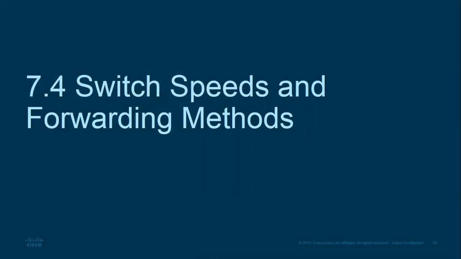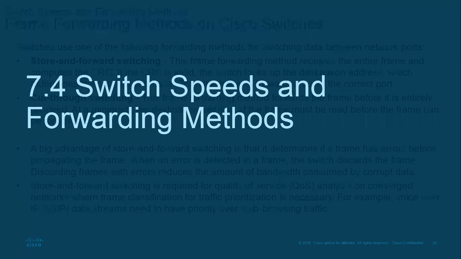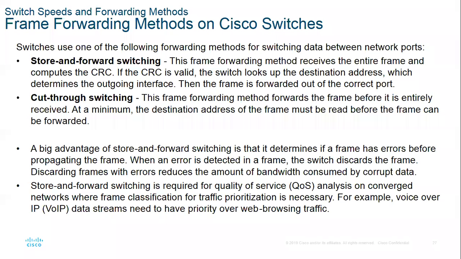The last section in this module, we will talk about the speeds of a switch and the forwarding methods used by a switch. To forward a frame, a switch has two methods. The first one is called store-and-forward switching, and the second one is called cut-through switching.